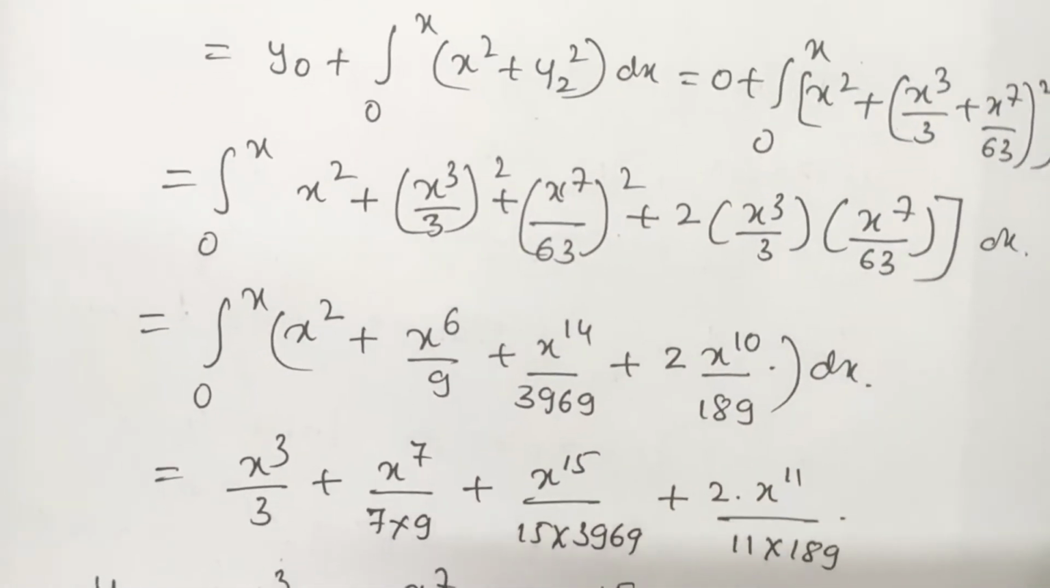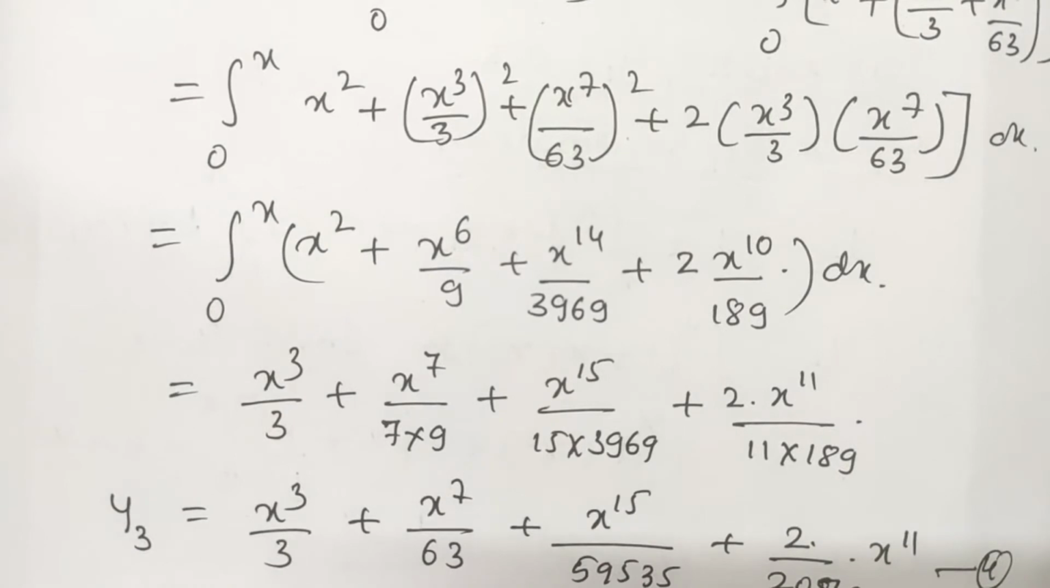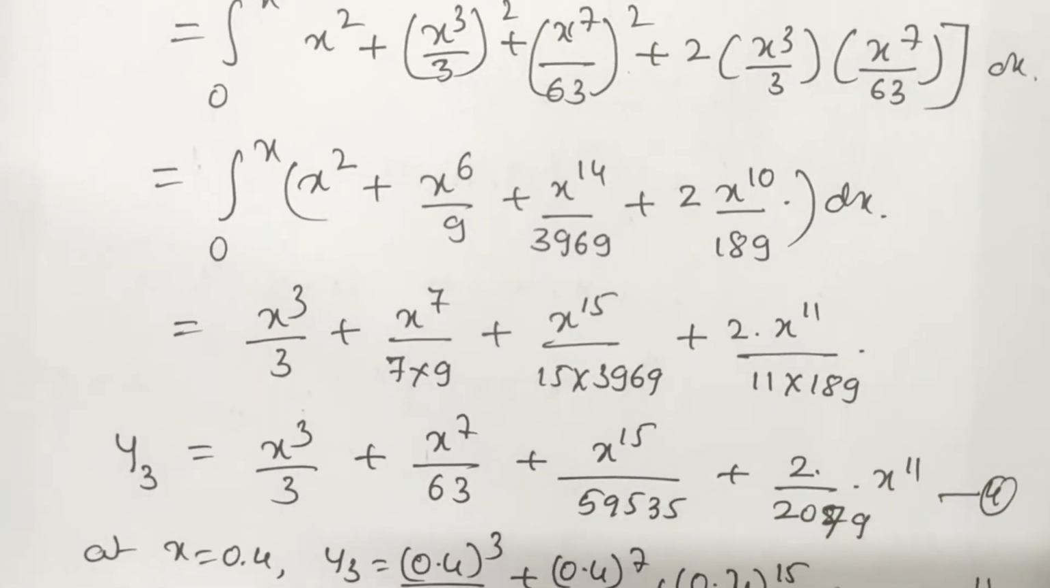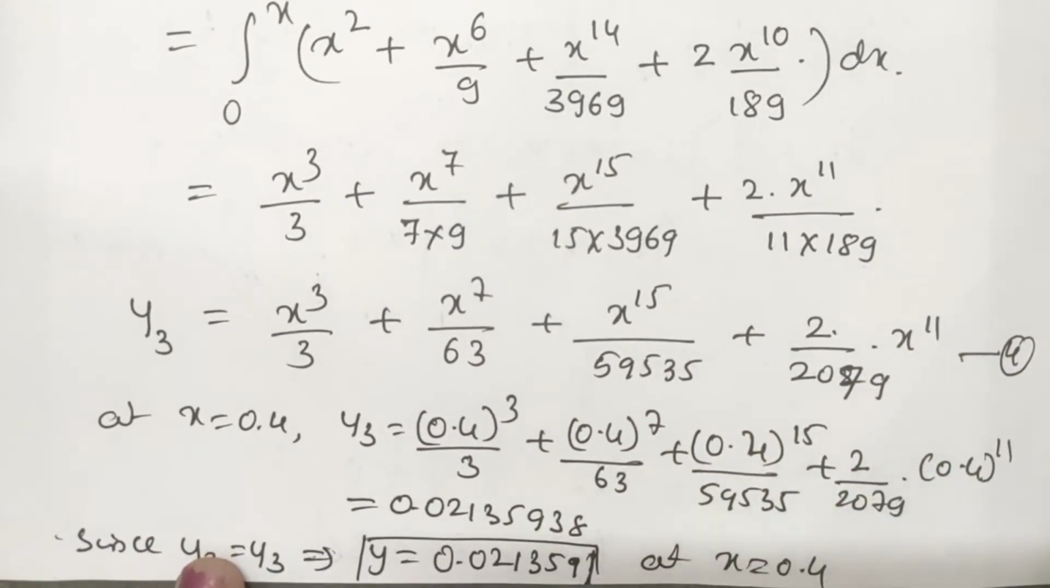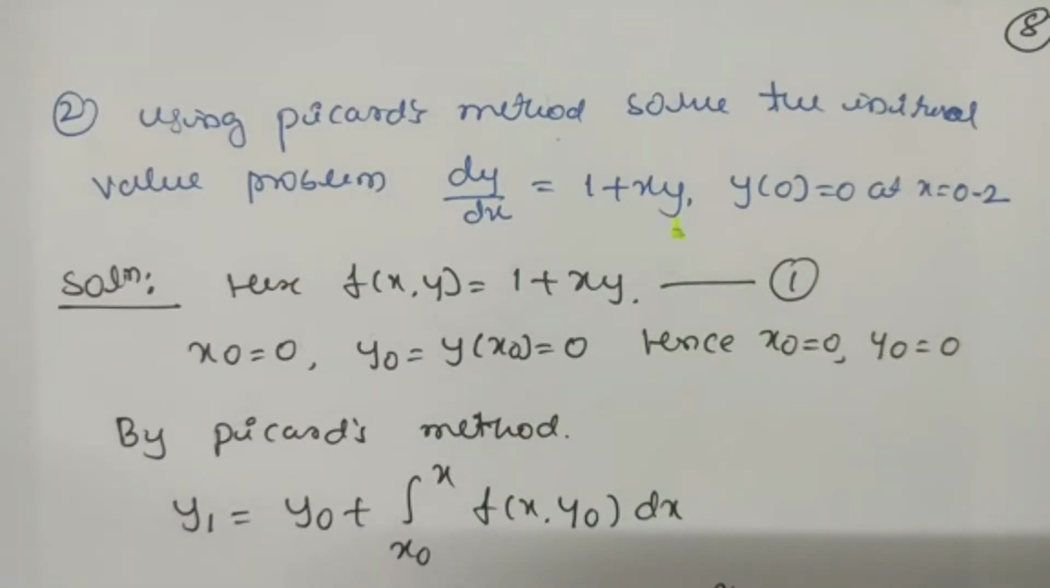So we can take the value of y as 0.21359 at the point x equal to 0.4. This is the solution of this problem. Let us take one more example.